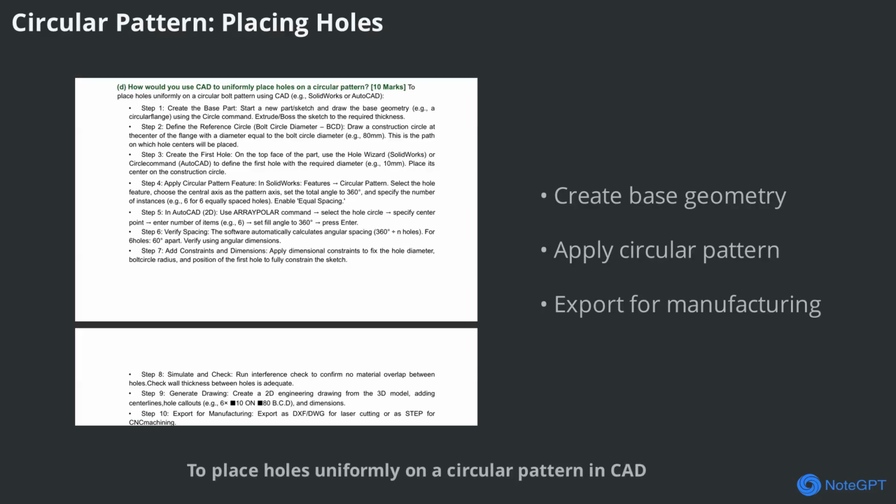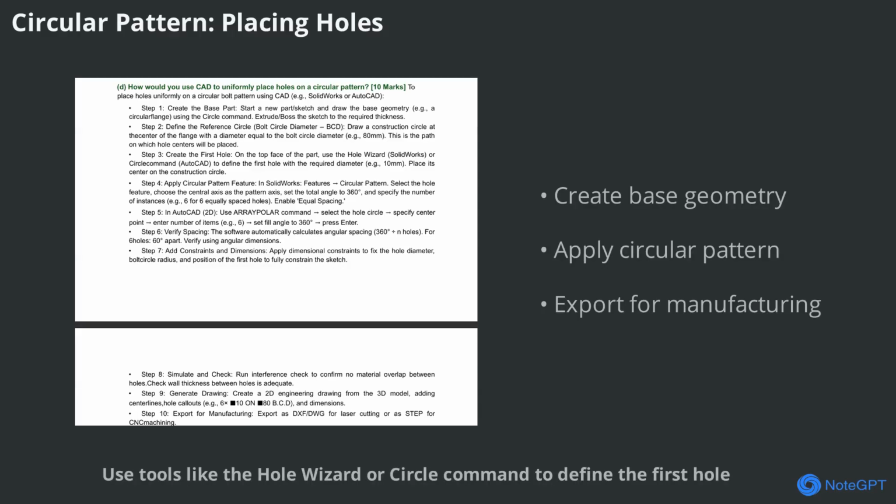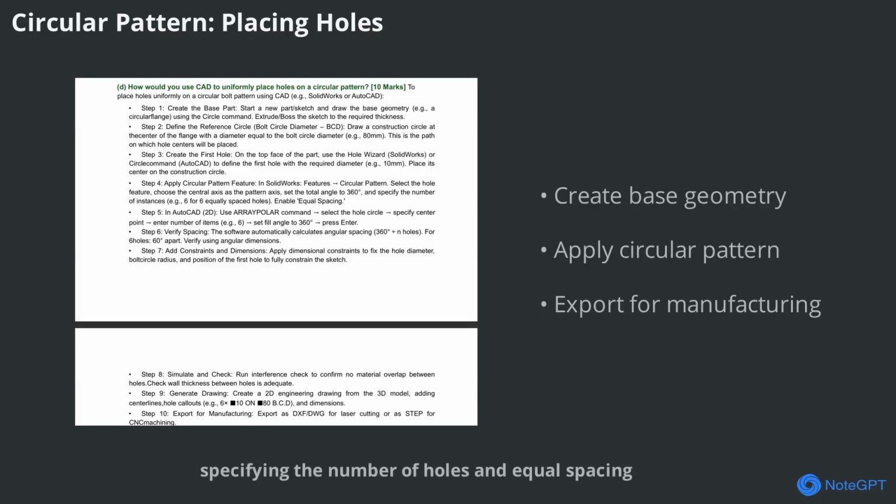Place holes uniformly on a circular pattern in CAD. Start by creating the base part and drawing the reference circle for the bolt circle diameter. Use tools like the hole wizard or circle command to define the first hole. Apply the circular pattern feature, specifying the number of holes and equal spacing.